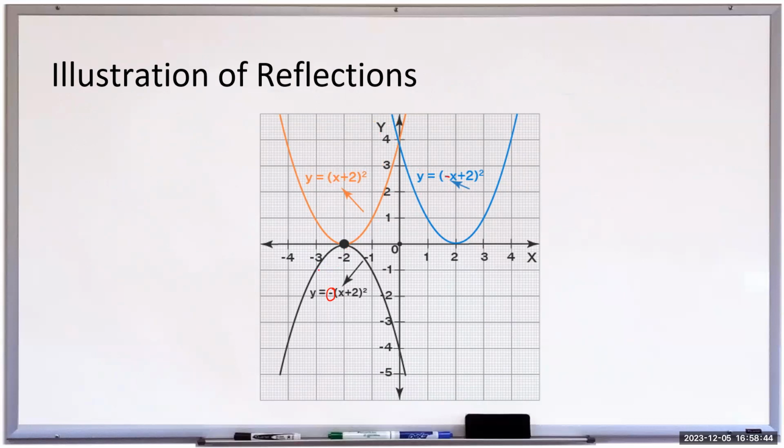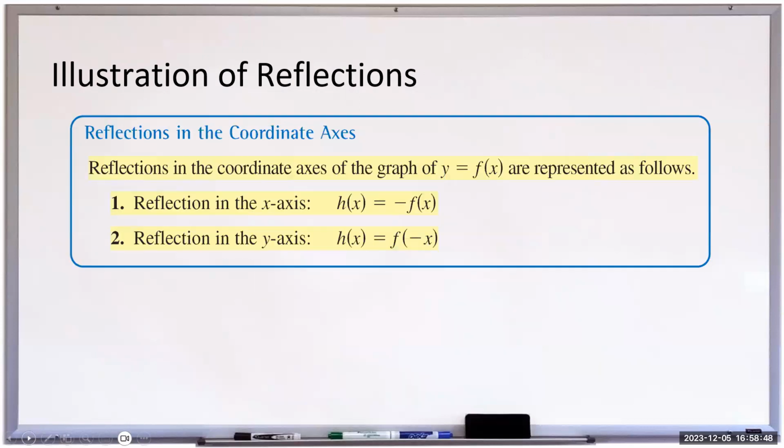Okay? So to state that more specifically, our rule for reflection in the coordinate axis follows. So for reflection in the x-axis, the negative sign is outside of the input, while for the reflection about the y-axis, the negative sign is inside of our input. Okay?